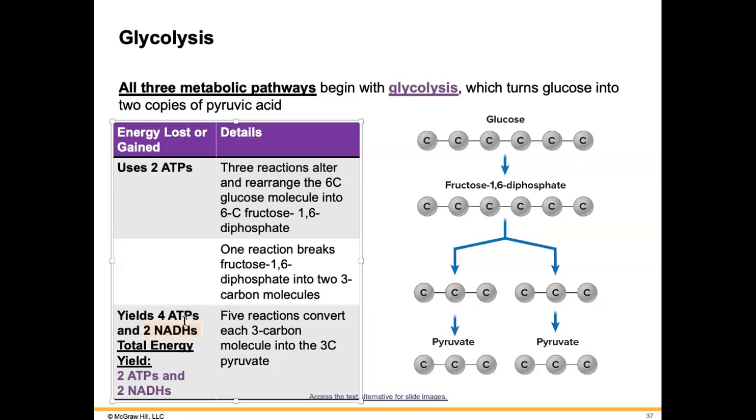Of course, down here it says total energy yield 2 and 2. Well, you're like, okay, what about this one? In order to go from here to here, we had to actually use some energy. We had to put a couple quarters in the machine in order to break down the glucose to pyruvate. So the net yield is 2 ATPs and 2 NADHs.